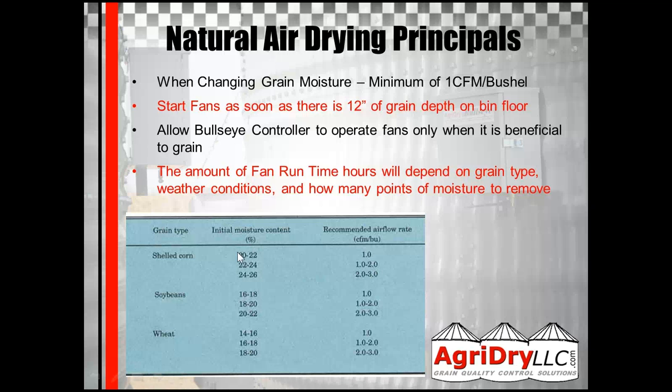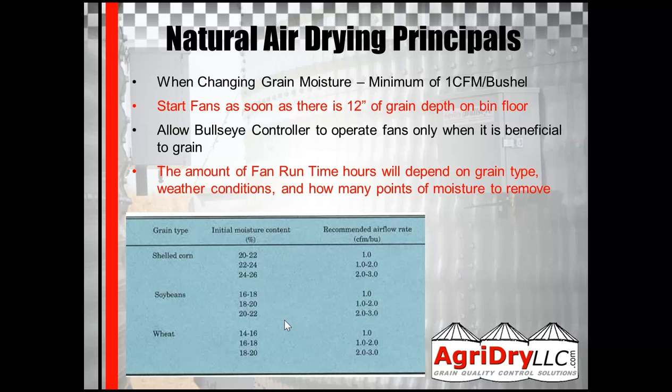Then we look at soybeans, just for an example, 16 to 18%, 1 CFM. Once we get up to 20% soybeans, if you ever go in the bin it's that wet, we need 2 CFM per bushel, and so forth. Same for wheat, 14 to 16% wheat, we need 1 CFM per bushel ideally, and once we hit 18%, 2 CFM per bushel, and so forth. So this is a good rule of thumb of what we look at for what you're dealing with.